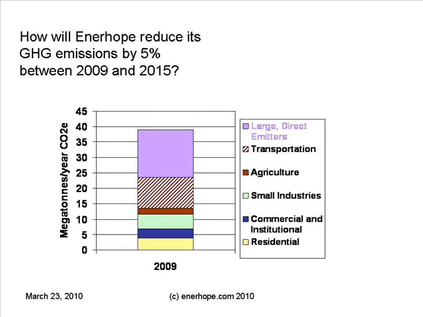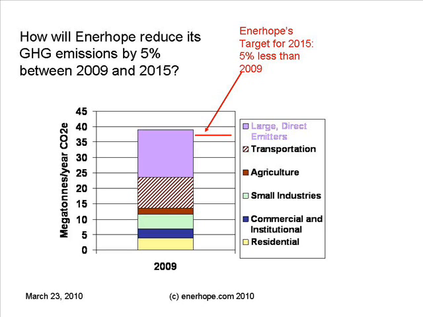How will Enerhope reduce its greenhouse gas emissions by 5% between 2009 and 2015? On the graph, we see that the target height of the stacked bar in 2015 will be 5% lower than the 2009 total. The government can plan a combination of policies and programs to achieve reductions in every sector, for example, regulations, policy decisions, information and promotion, taxes, fees, subsidies, technology development, and so on.